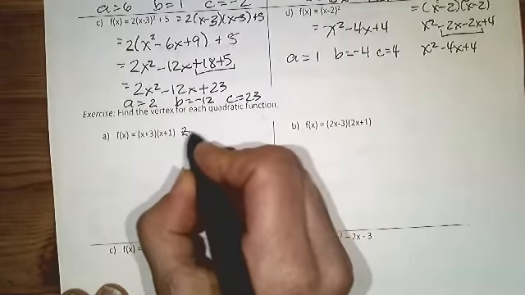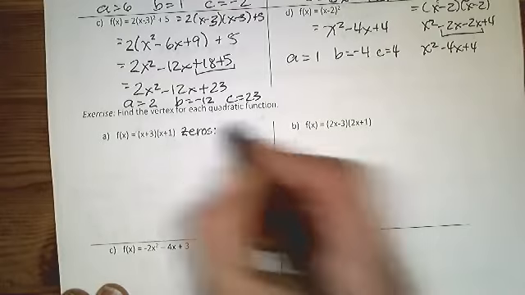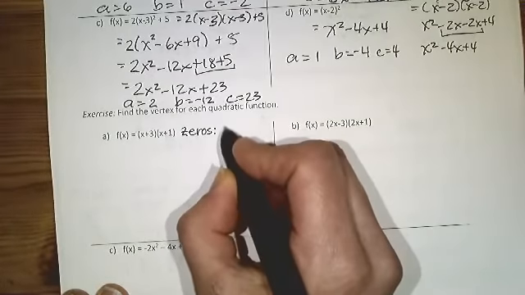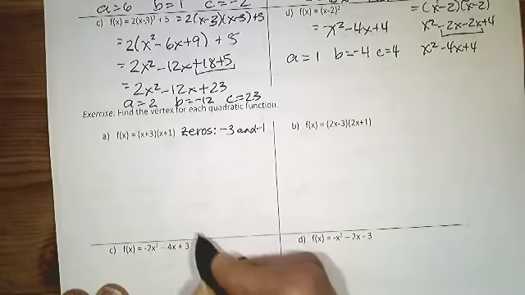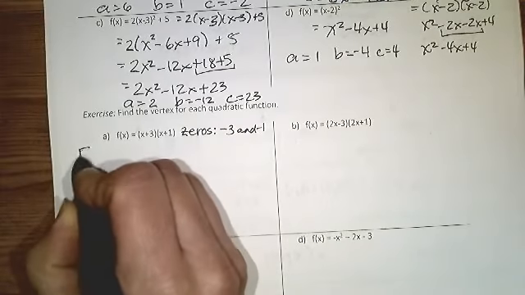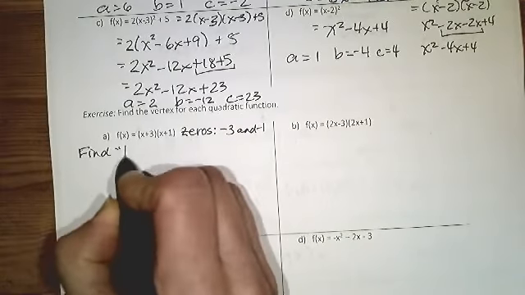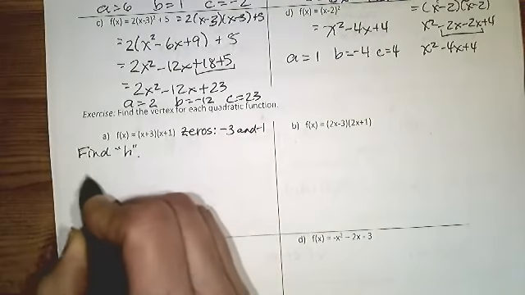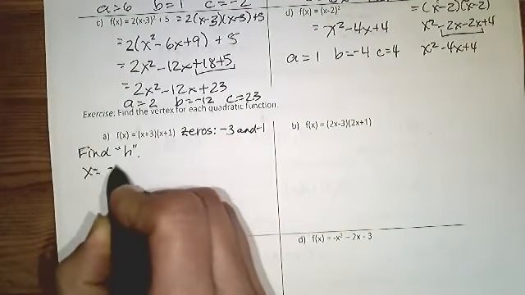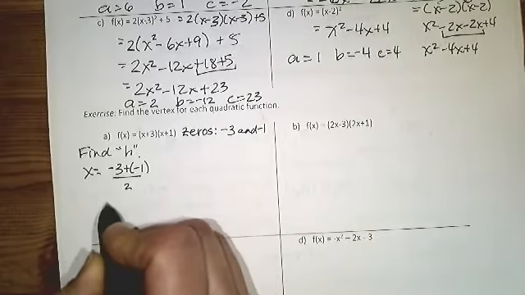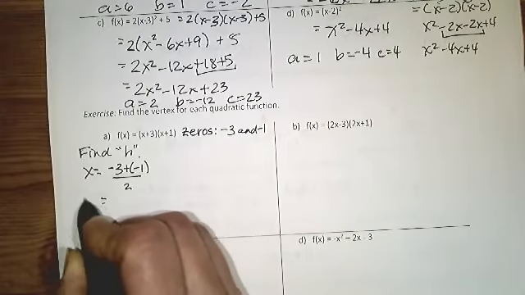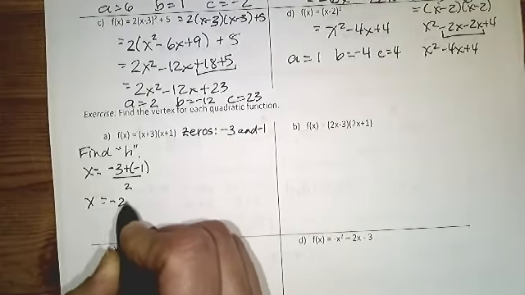So first off, my zeros are -3 and -1. So I'm going to find my h value. So remember to find that, we're going to add the two zeros together because of symmetry. We're finding halfway in between, and I find that x is -2.